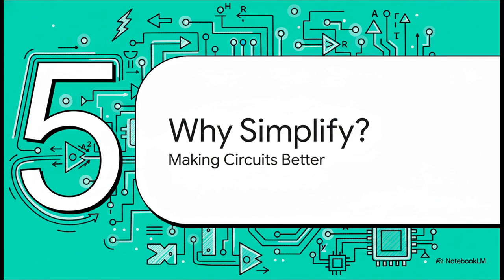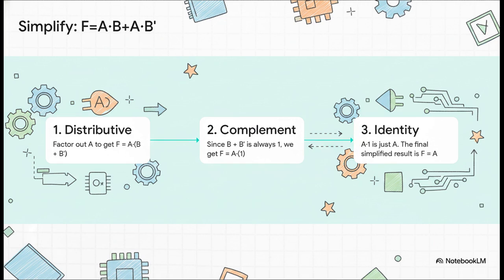So the crucial point is this. Why did we learn all those laws? Because they allow us to do something incredibly important, make our digital circuits more efficient. Let's walk through an example. We have the expression F equals A AND B, OR A AND NOT B. Step 1. Using the distributive law, we factor out the common A. That leaves us with A AND the quantity B OR NOT B.